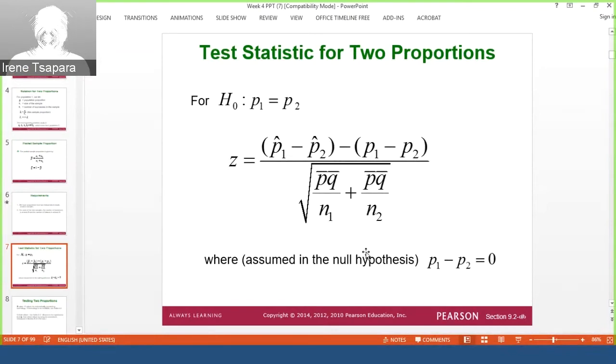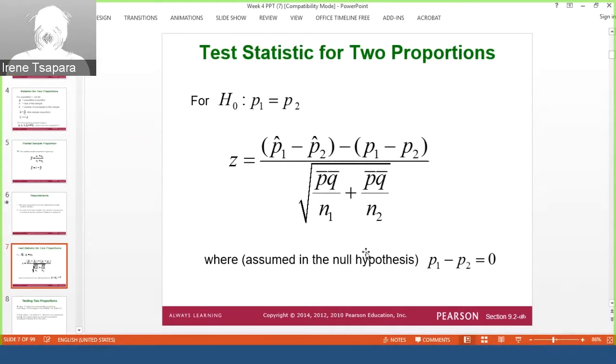So what do we have? We have the difference of the differences: the difference of the sample proportions and of the hypothesized proportions. As in the test statistic for the proportion that we learned last week, where we had p hat minus p, now we are looking at the differences.